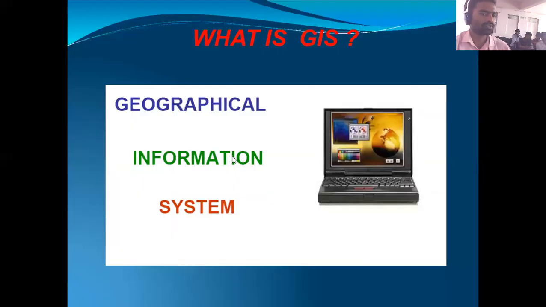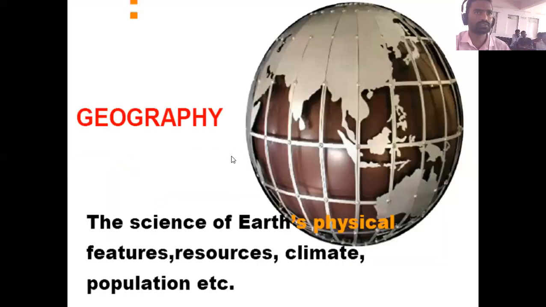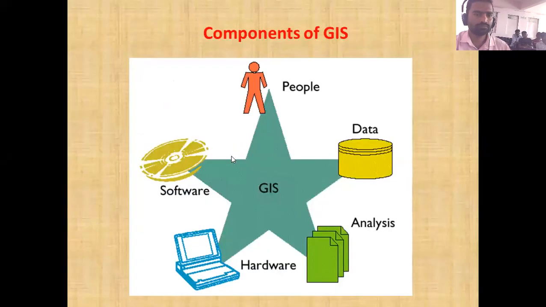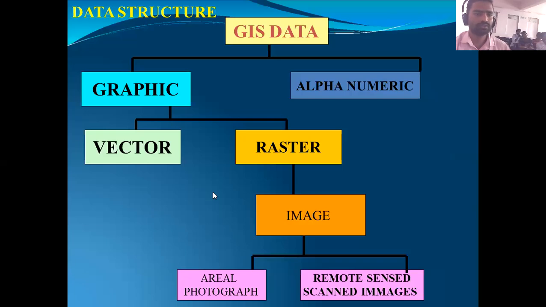Then coming to GIS. What is the expansion of GIS? Geographical Information System. We are studying the information of the geography. So what are the components of GIS? People, data, analysis, hardware, and software. Again, data structure. Output of GIS is either graphical or alphanumerical. What is the difference between graphical and alphanumerical? In the graphical, the picture of the particular object is visible. In the alphanumerical, the magnitude is visible.